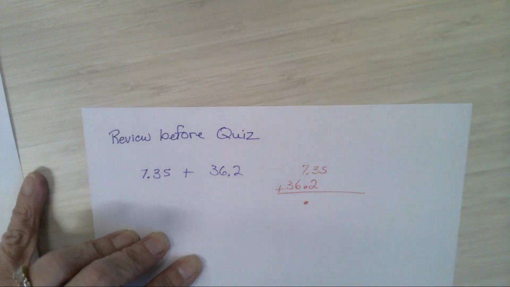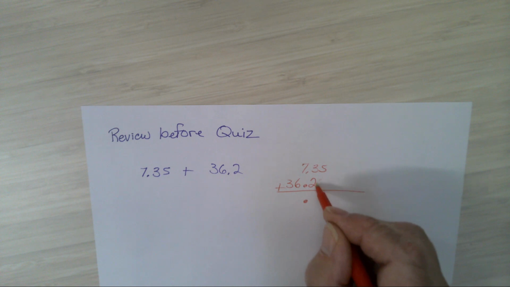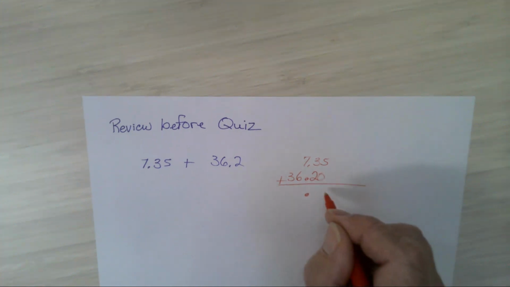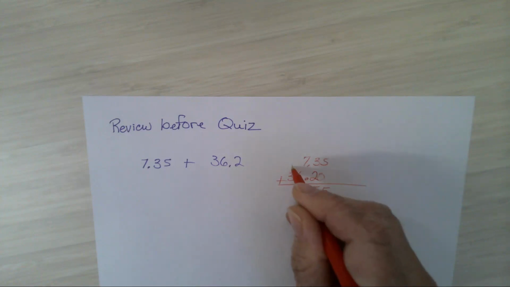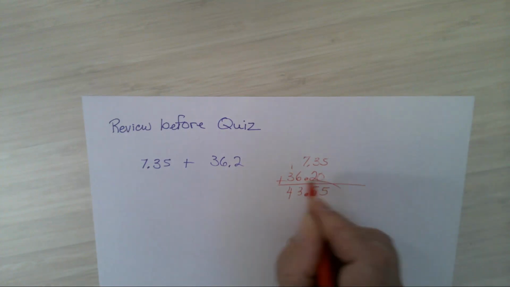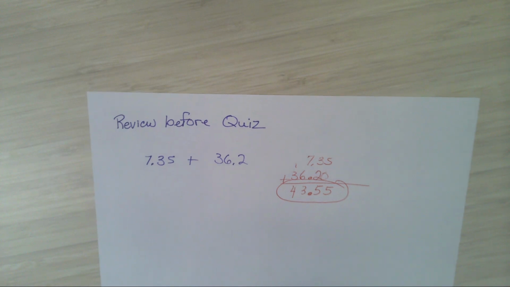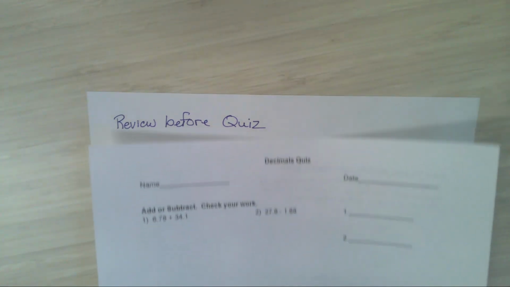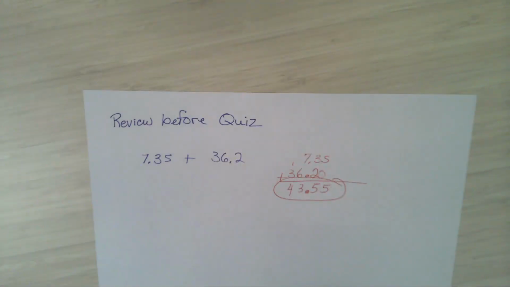36.2. The 2 is in the tens place, and so is the 3. Now you can put zeros in the empty spots, add them together, 5, 5, 13, carry a 1, and you get 43 and 5500ths. And you will put your answer on the answer blank. Okay, this is what your quiz looks like. Put your answers on the answer blank.